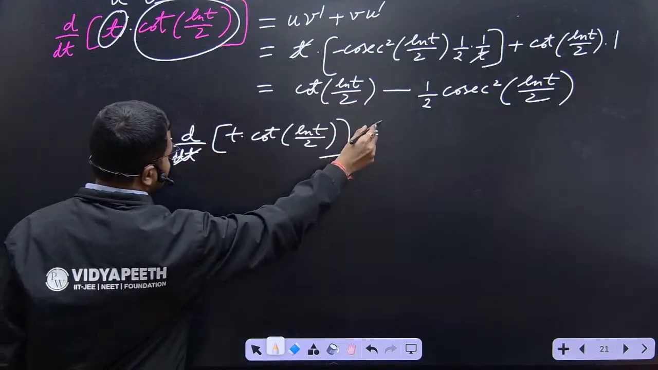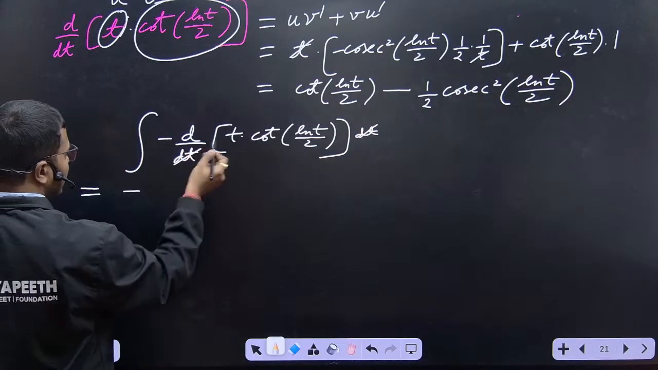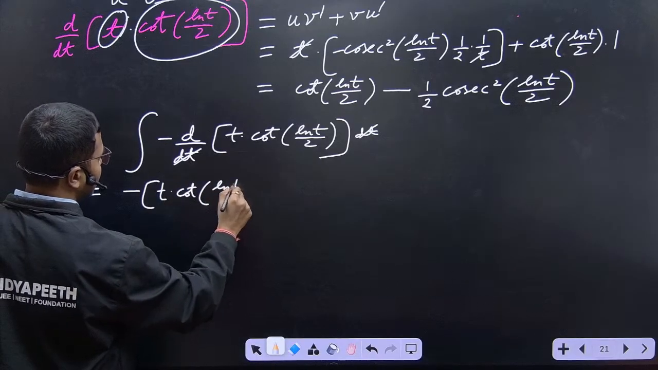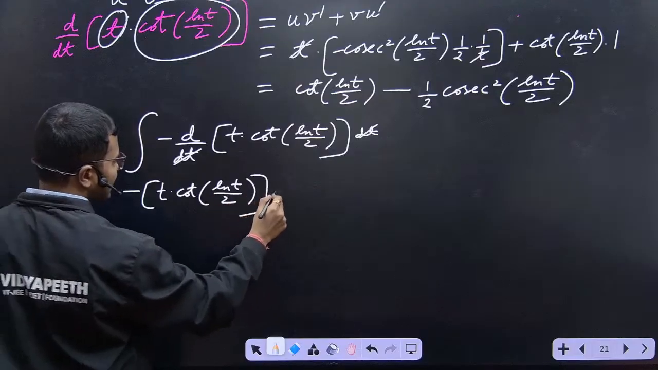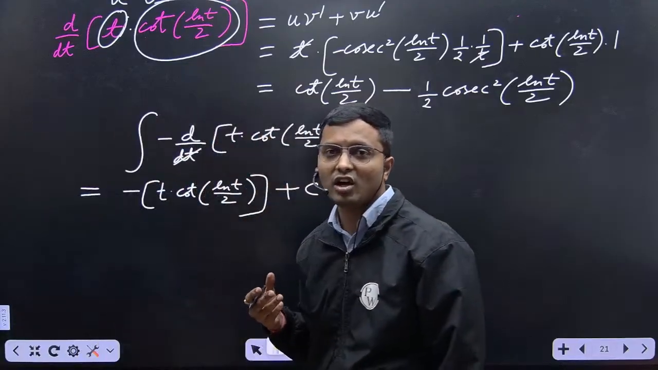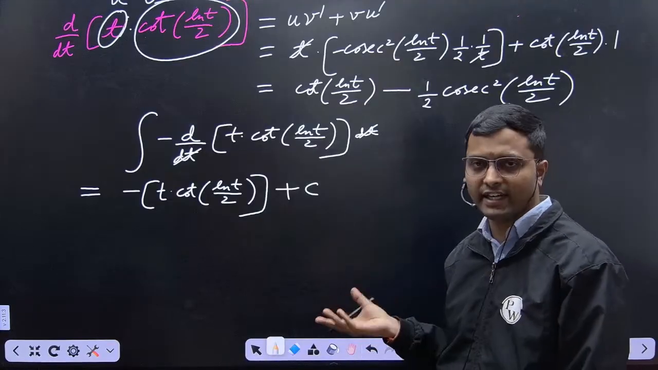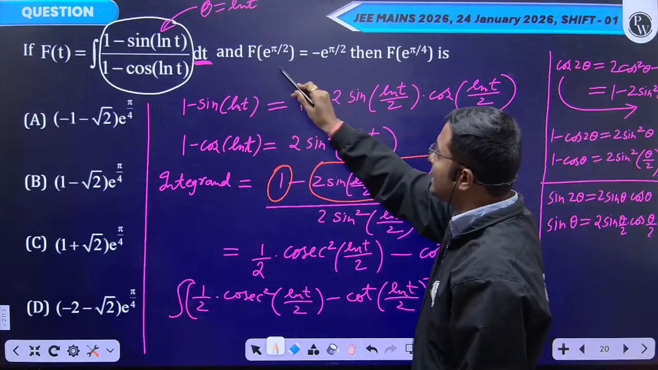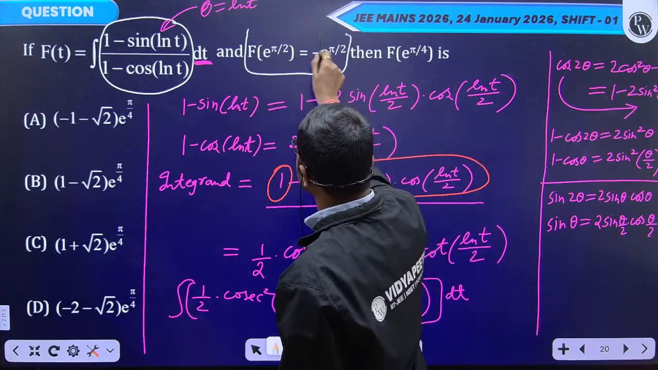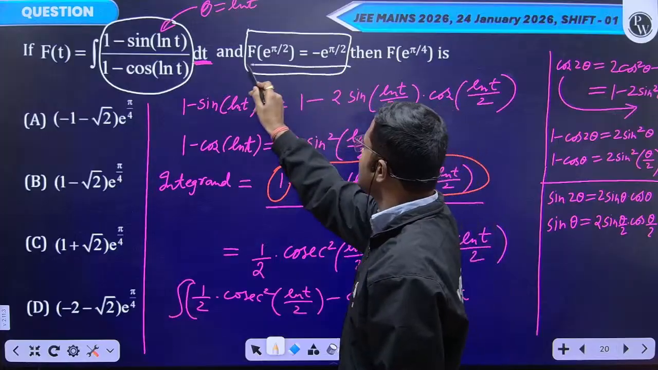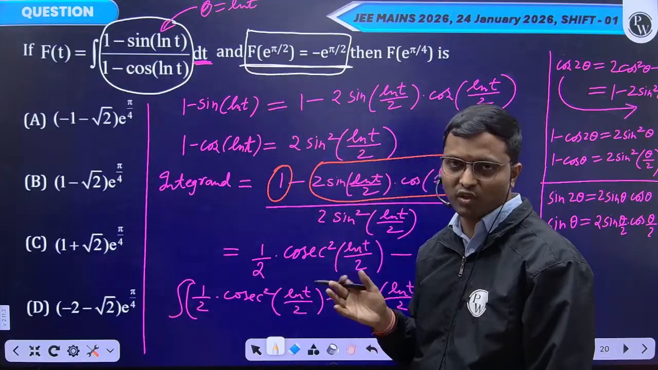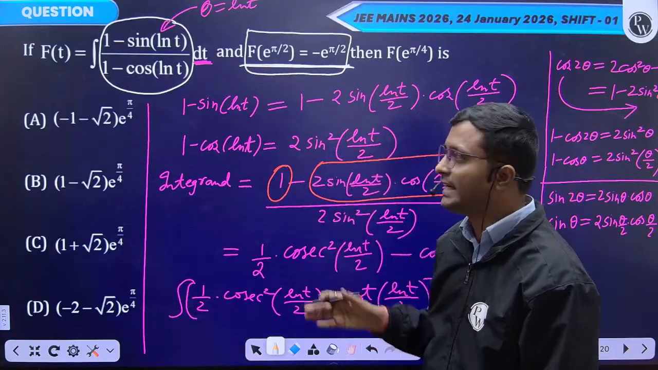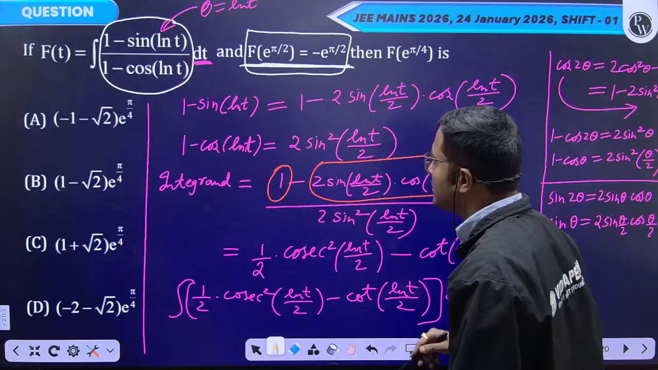Dt will get cancelled, minus will put it out, integration of this thing will be t into cot of ln t by 2 plus c. This is very important. And then constant of integration we must not forget. Okay, we have to find that constant of integration by the given initial value in the question. When he has given this information, that means it must be useful, and the usefulness of this information is finding the constant of integration. So let us take this information.